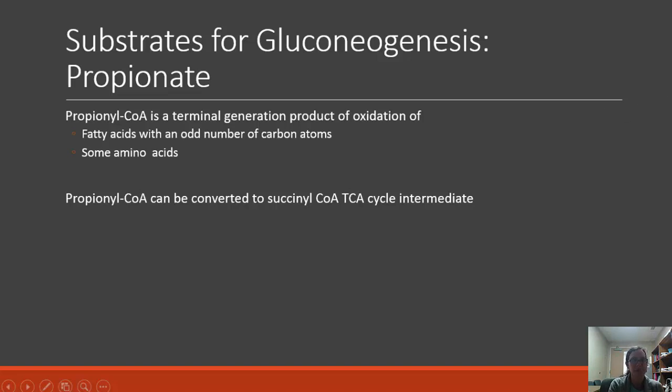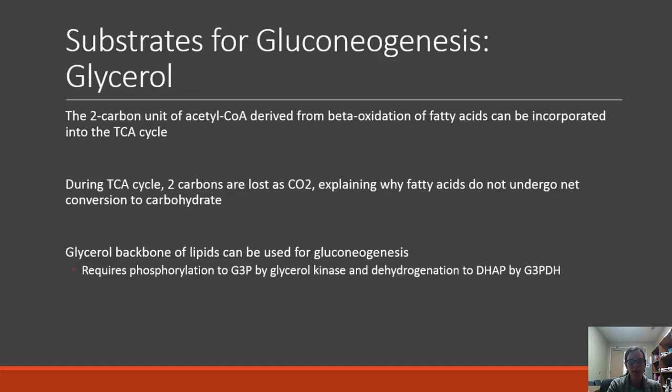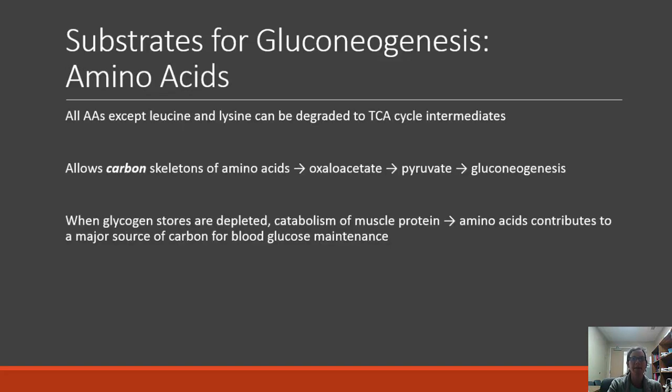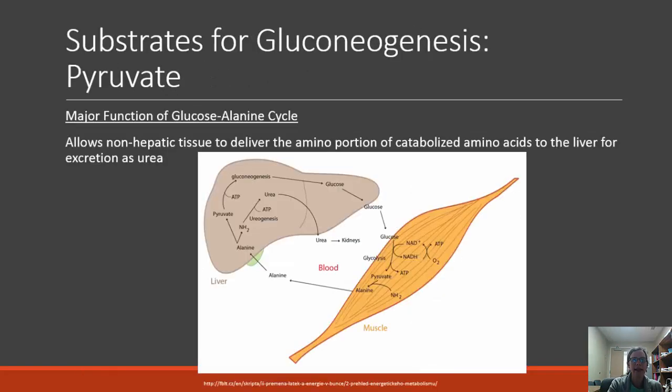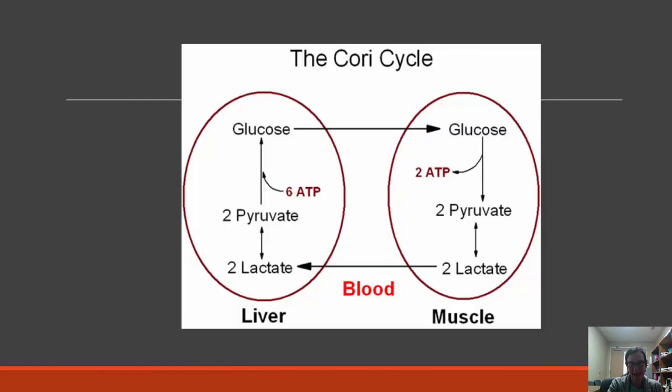Okay, and then I believe this is our last substrate for gluconeogenesis, which can be propionate. Propionyl-CoA is a product of the degradation of fatty acids that have an odd number of carbon atoms, and of some amino acids. We'll talk more about that in the other sections, but just know that propionyl-CoA can be converted to succinyl-CoA, and that's obviously a TCA cycle intermediate. So we have propionate, the glycerol backbone of lipids, amino acid carbon skeletons, and pyruvate and lactate.